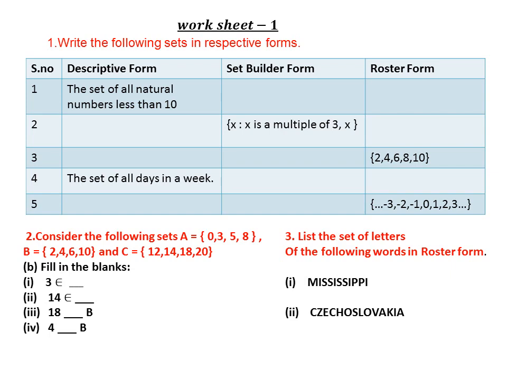Here I have given a worksheet. We know that there are 3 forms of a set. In the first question, write the following sets in respective forms. They have given only one type. You have to write the other 2 types. You finish this. Next one, consider the following sets A, B, C. In that you have to fill in the correct letter or symbol. Third one, list the set of letters of the following words in roster form.